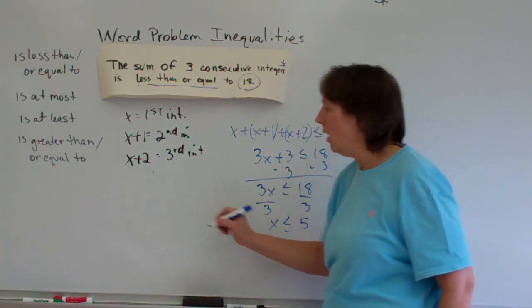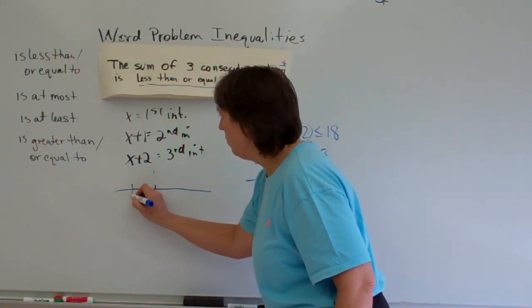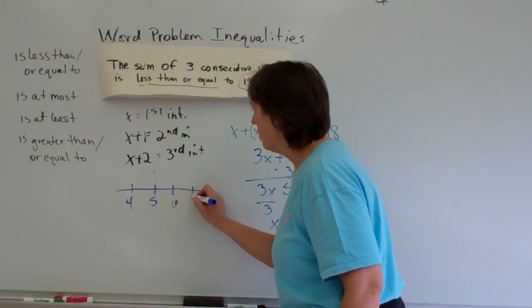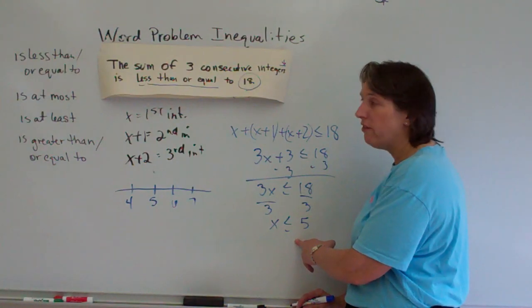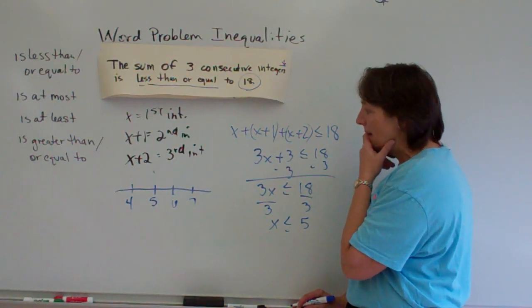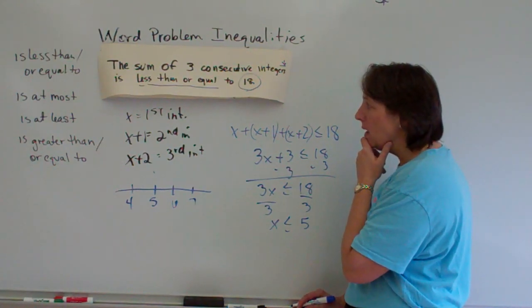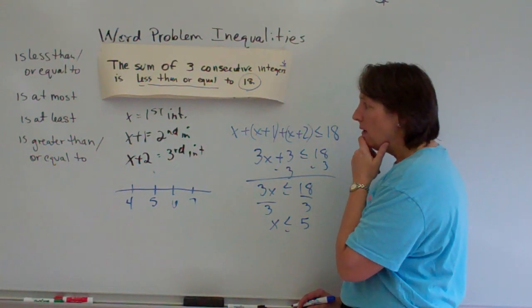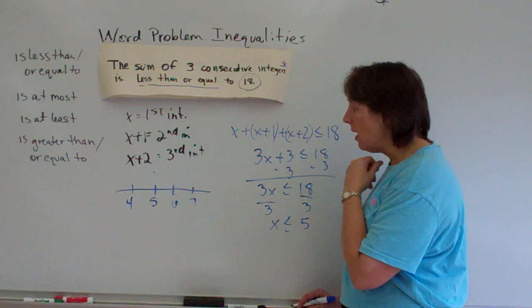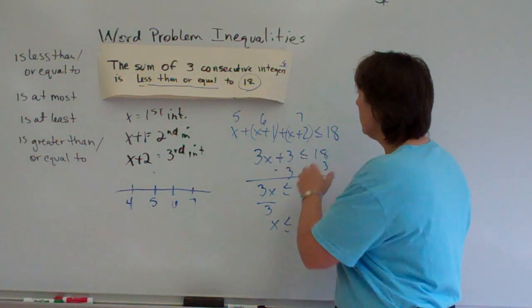Now, we have to create a number line. I'm just going to start with 5. I'll put 4 here, 6, 7. It says x is less than or equal to 5. Well, let's see if that's true. That means the greatest that x can be is 5. So 5 plus 6 plus 7, if we plug it back in, is 18.